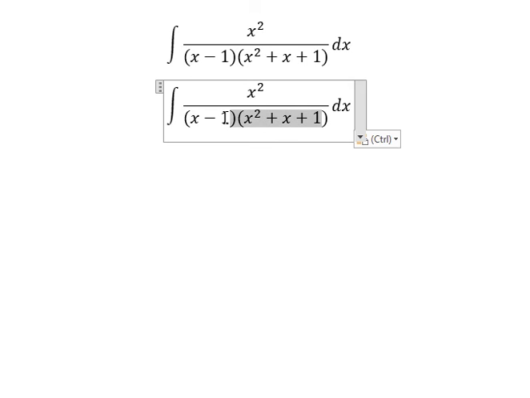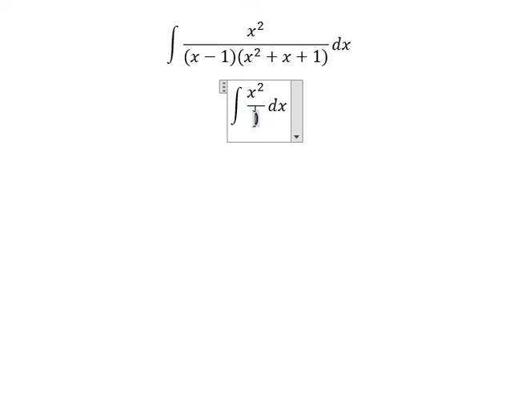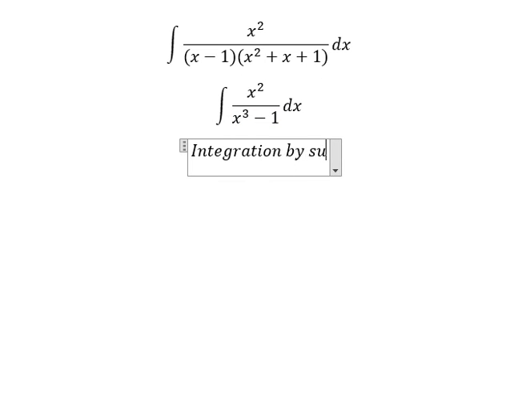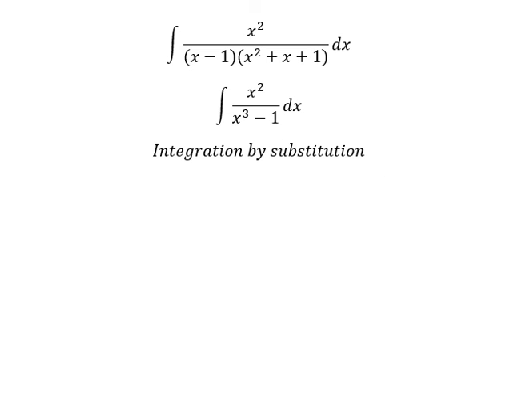This is about identity. So we have x to the power of 3 minus 1. Next, we need to use integration by substitution. So I will put u equals this one.